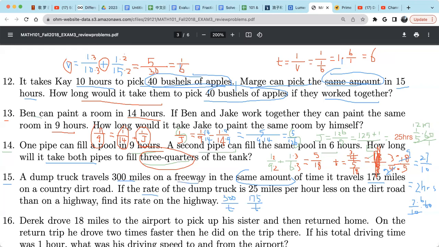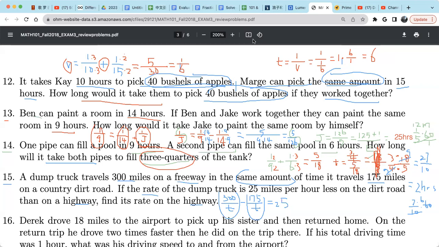Freeway means highway in here. Okay, we just equate freeway and highway. So that means this one is more than the second one by 25 miles per hour. So this is the speed on highway, this is the speed on country road. They differ by 25 miles per hour. So we have a rational equation.